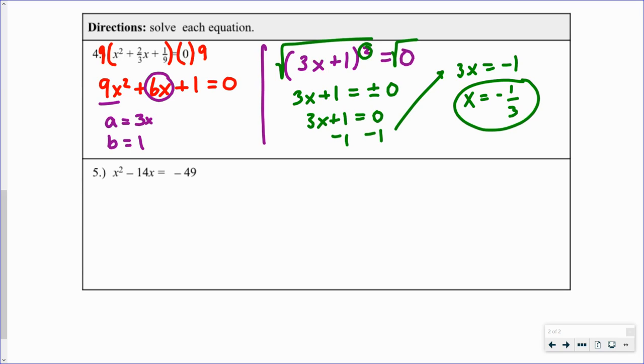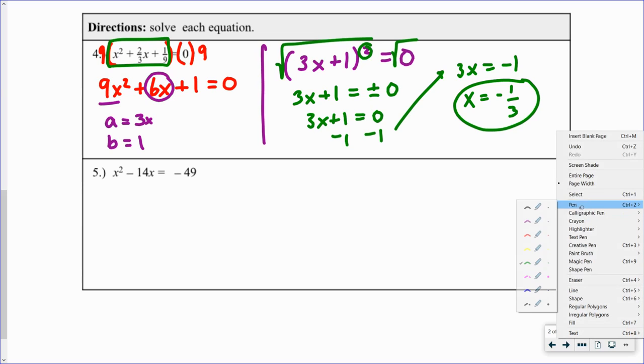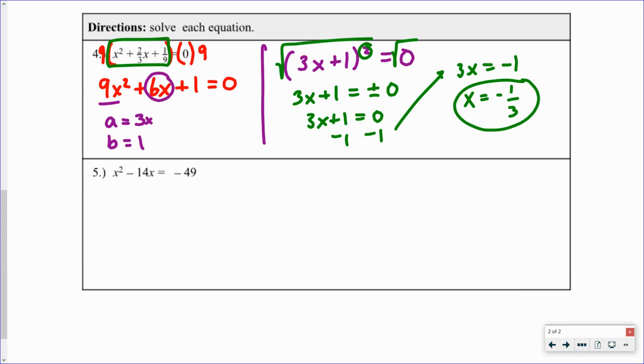I would encourage you to go and graph x squared plus 2/3 x plus 1/9 as a function in Desmos, and what you're going to see is that the graph is going to intersect the x-axis only at -1/3 at its vertex. Okay, so that's something that you can go and check out. All right, let's do this next example.